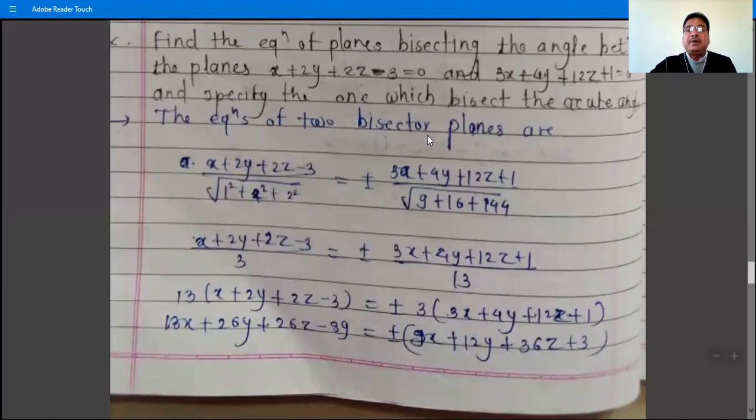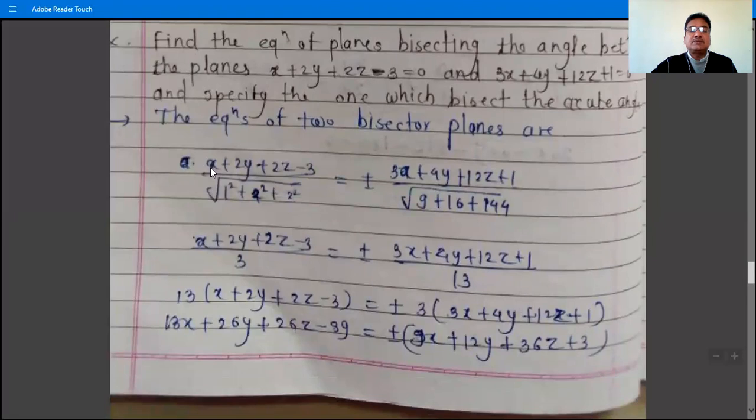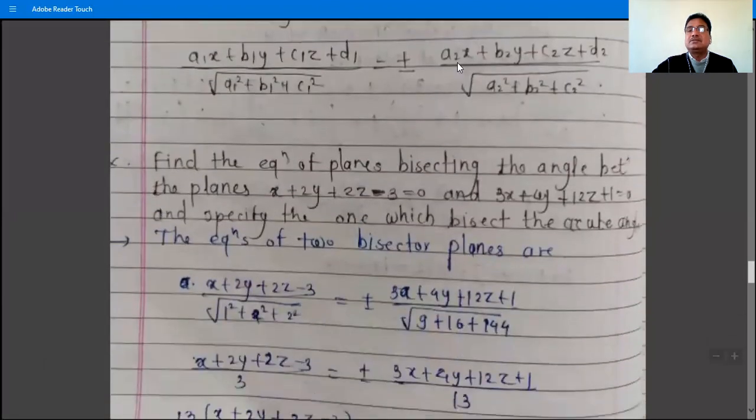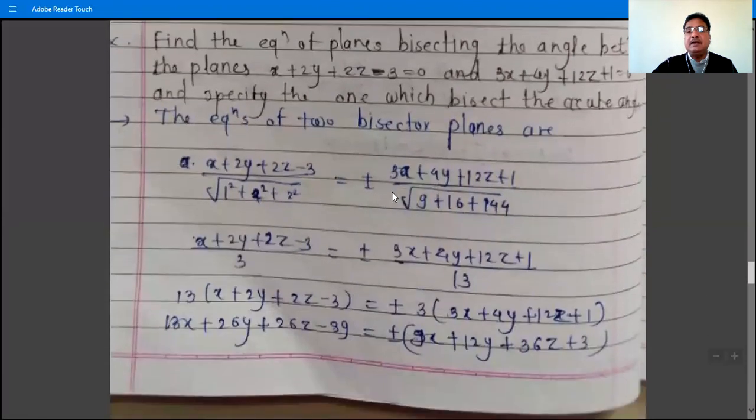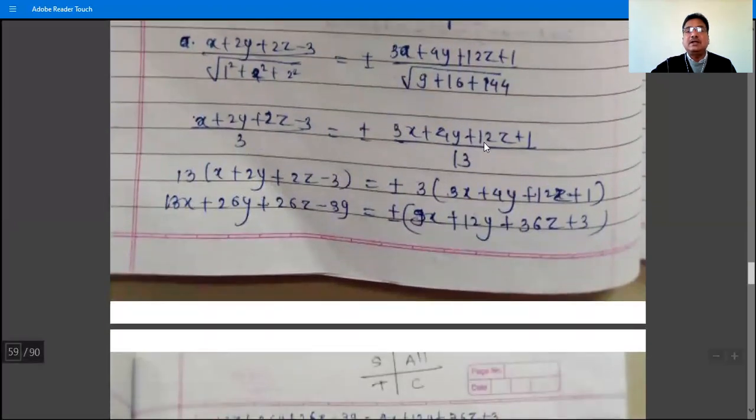So we have the two bisector planes, and what are they? The equation of the bisector planes are (x plus 2y plus 2z minus 3) divided by root of coefficient of x square plus coefficient of y square plus coefficient of z square, equal to plus or minus, the other plane (3x plus 4y plus 12z plus 1) divided by root of 3 square is 9, plus 4 square is 16, plus 12 square is 144. Simplify this: the square root of 9 is 3, and the sum is 169, so root 169 is 13.